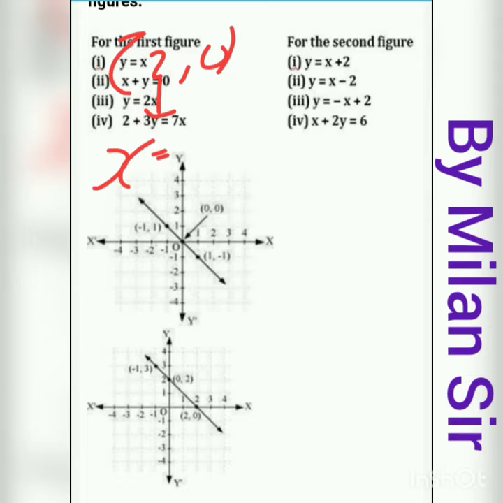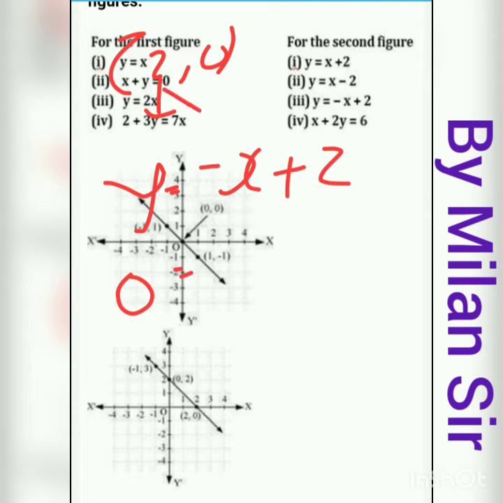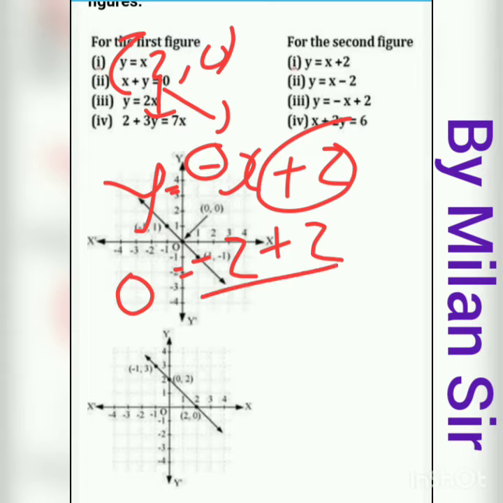Option number 3 is y is equal to minus x plus 2. Okay, minus x plus 2. Now y is 0. Okay, x is 2, but here we have a negative sign, so minus 2. So minus 2 and here plus 2 as it is. So minus 2 plus 2 is 0. Okay, so here we get 0 is equal to 0. So option 3 can be our answer.